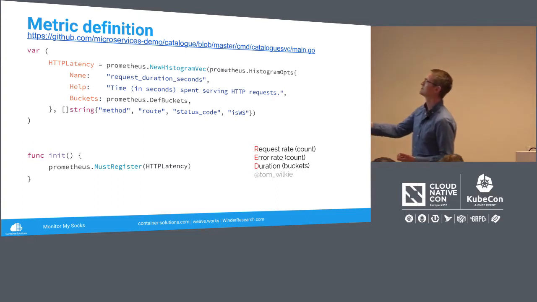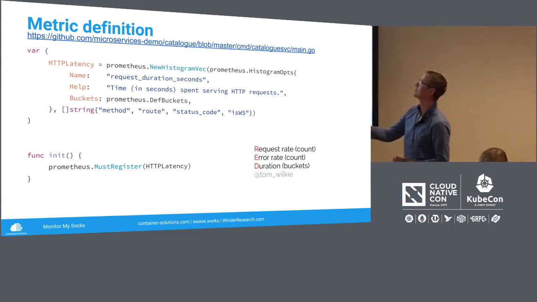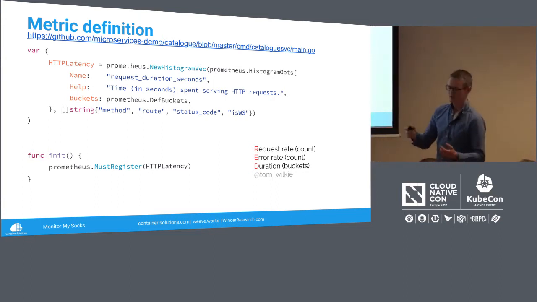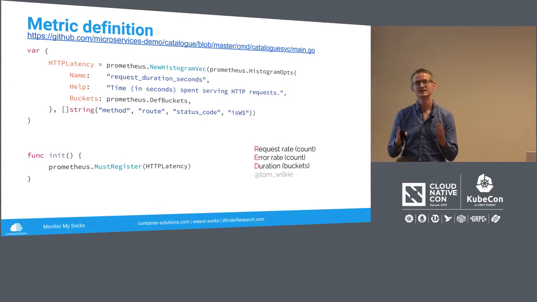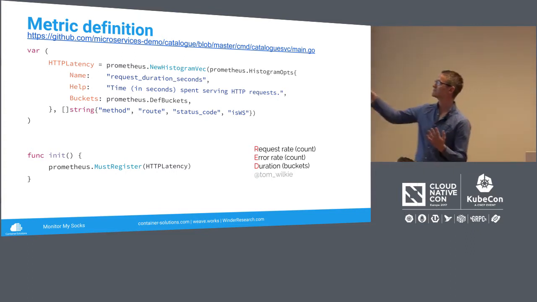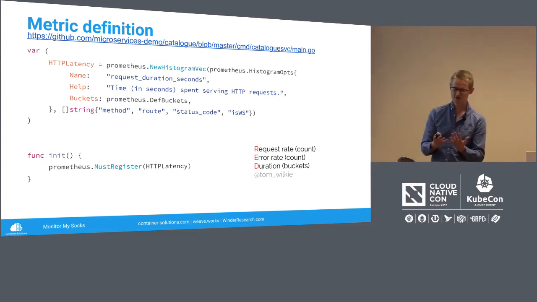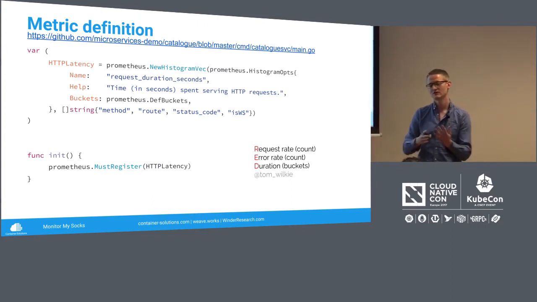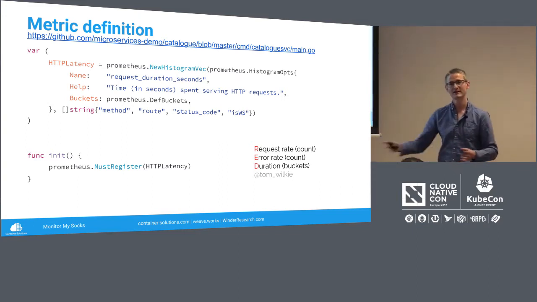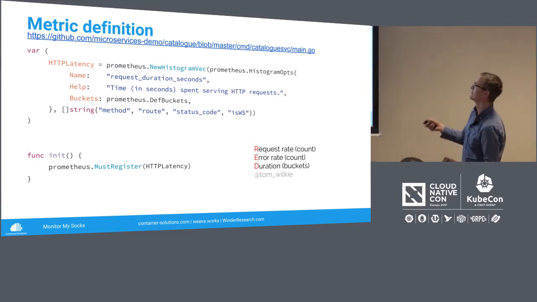Buckets is quite important depending on what you're doing. So the histogram, as I said, is a count in particular bins, and you actually have to define those bin ranges in advance. By default, it gives you, I can't remember, I think it's like 10 bins, ranging from 1 millisecond up to 10 seconds. If you're trying to monitor something that's outside of that range, or is significantly skewed to one side of that range, then you'd want to override that and provide your own bin sizes.